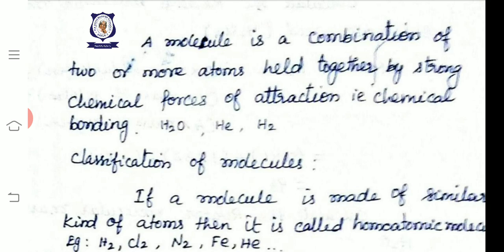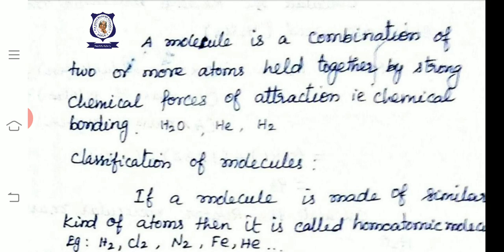For example, a hydrogen atom combined with another hydrogen atom forms a molecule. We call it H2. It is a molecule. Similarly, hydrogen combined with chlorine: atoms of different elements form a molecule called hydrogen chloride. Like that, atoms of the same element or atoms of different elements form a molecule.